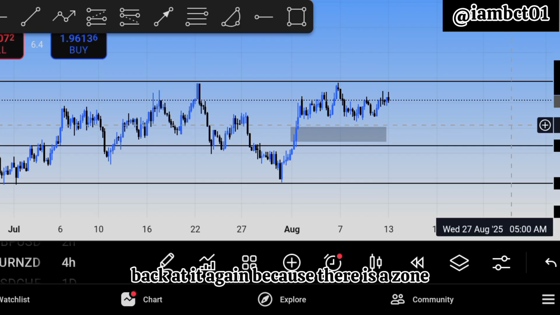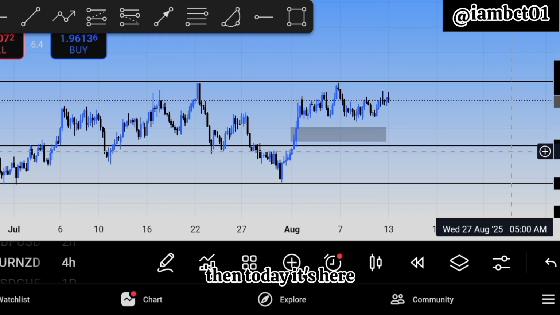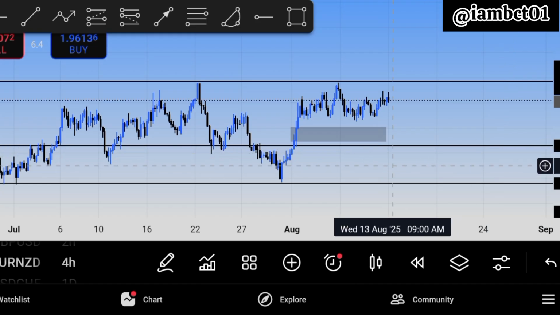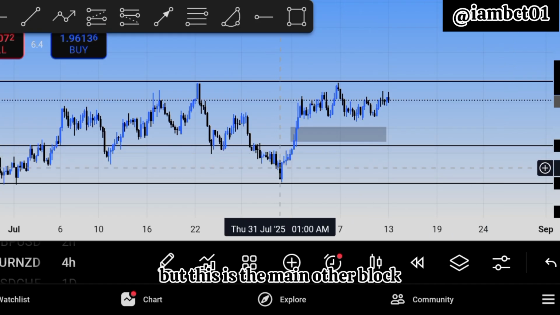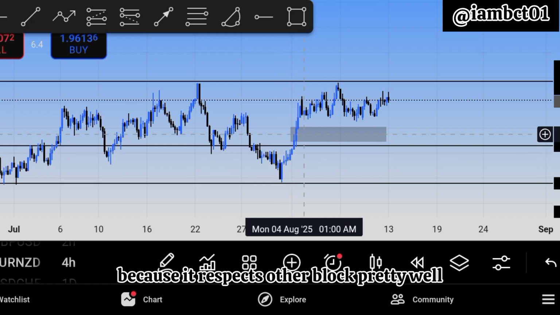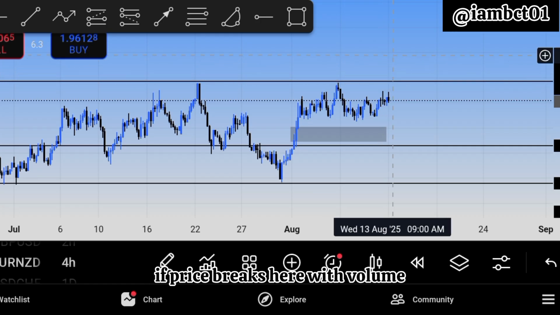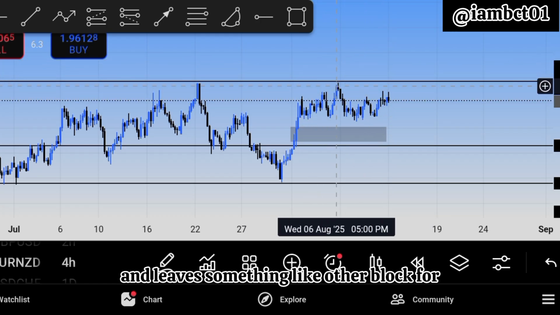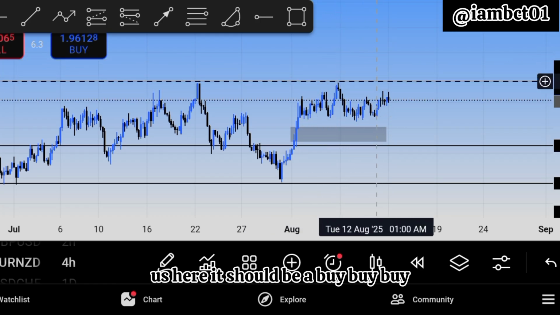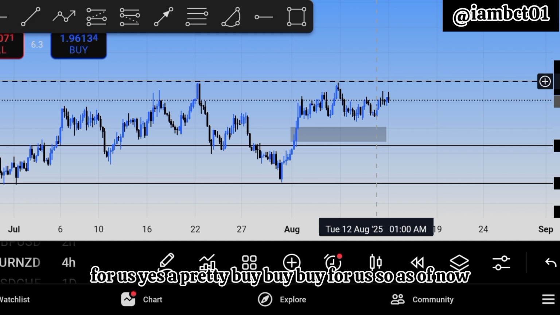Because there is a zone from here. Last time I got a zone from here, then today it's here, but this is the main order block because this pair respects order block pretty well. But we should still be looking at if price breaks here with volume and leaves something like an order block for us here, it should be a buy for us. Yes, a pretty buy for us.